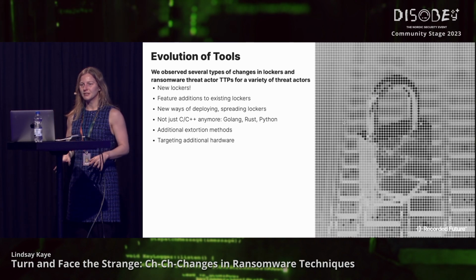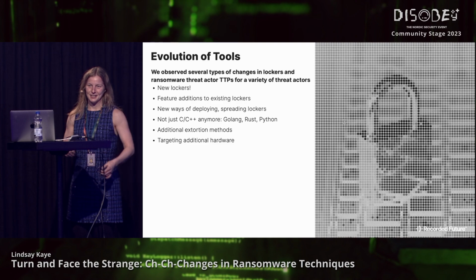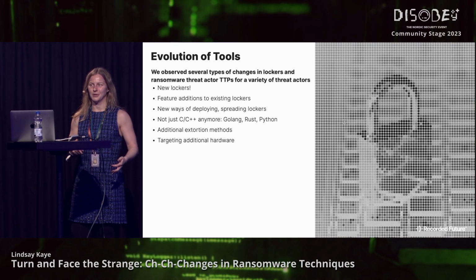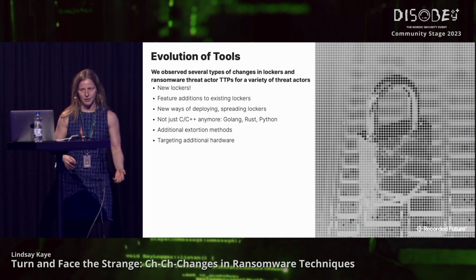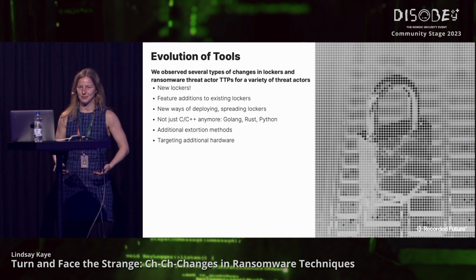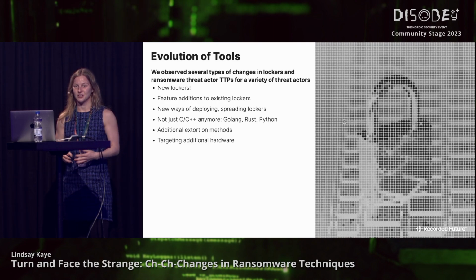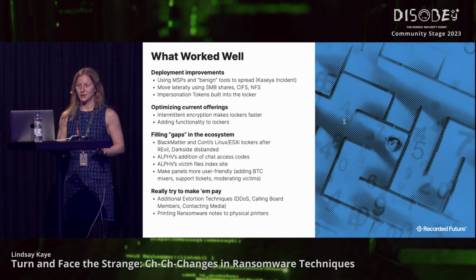So we observed several different types of changes in lockers and in ransomware threat actor TTPs over the past couple of years. So things like new lockers will start to come out, people add additional features to existing ones. We see new ways of deploying and spreading them. Different languages start being used, so it's not just C and C++ anymore. So we'll start seeing things like Golang, Rust, and Python, to name a couple. We see new and creative extortion methods to really make people want to pay, and the targeting of additional hardware. So some of these worked particularly well.